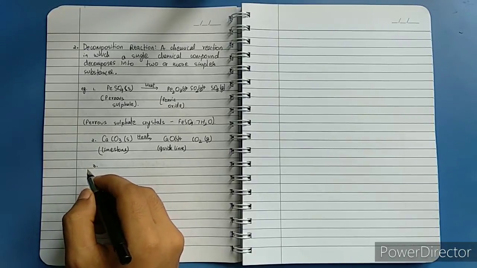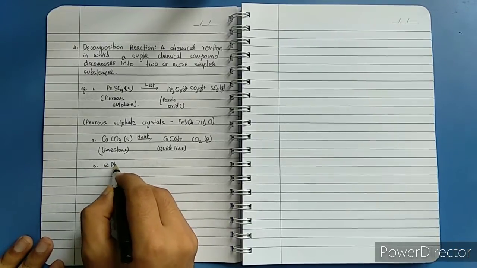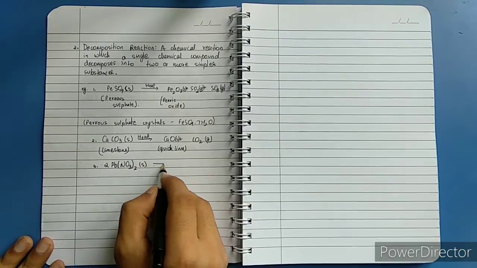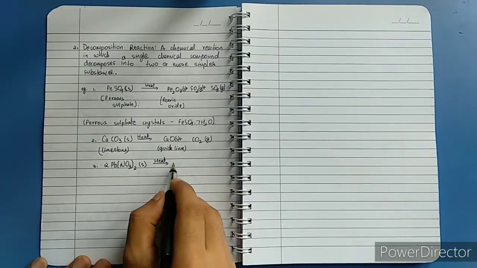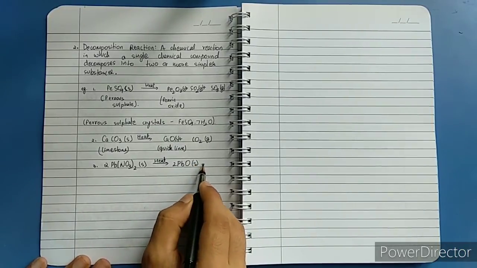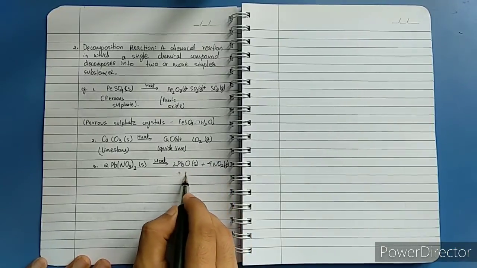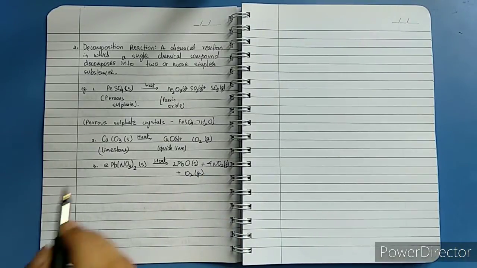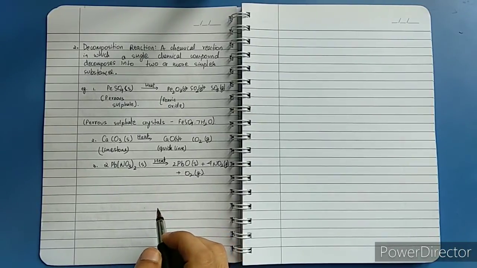The third one, Pb(NO3)2, that is lead nitrate, a solid, when heated. This is basically lead powder. So when heated, it forms lead oxide, PbO, that is also solid in nature. With this it releases nitrogen dioxide gas and oxygen gas. So this also, one compound is breaking down into smaller compounds. So this is a decomposition reaction.